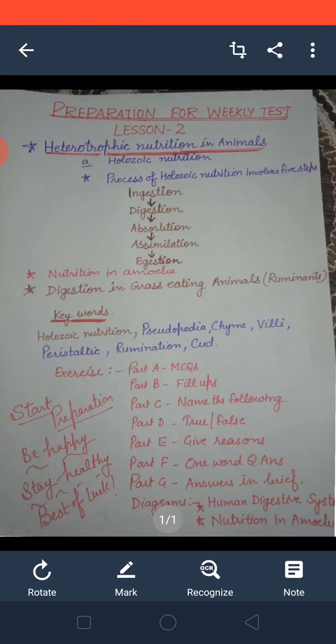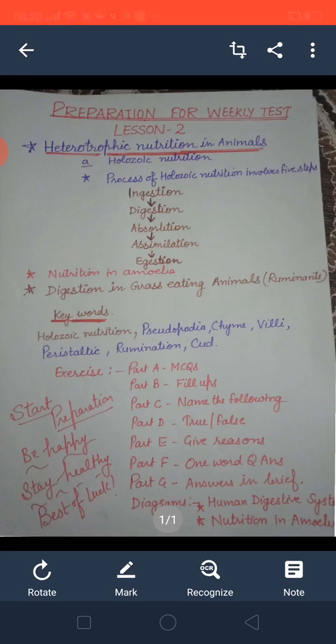So the mode of nutrition in which food is taken into the body and then broken down into simpler substances is called holozoic nutrition. So what is heterotrophic nutrition? What is holozoic nutrition? You understand this? Already we have studied each and every concept in detail. Today we are only doing revision.